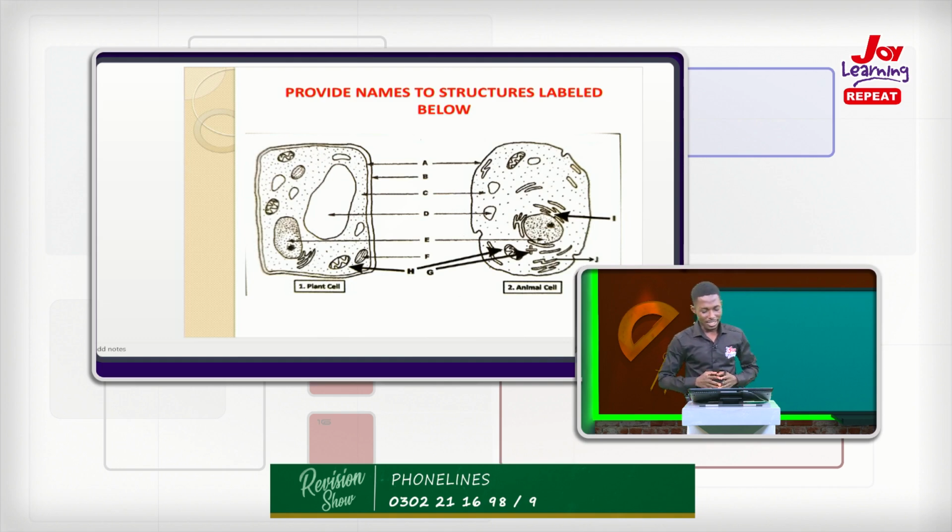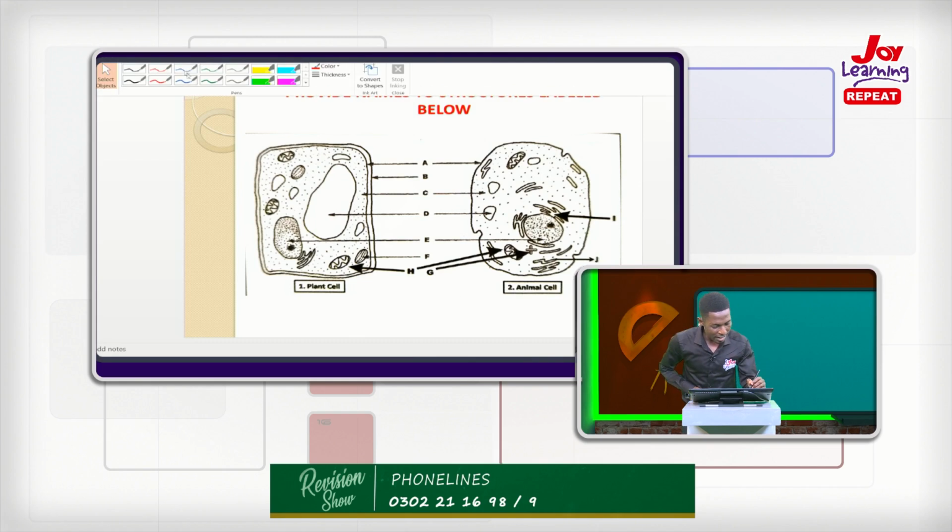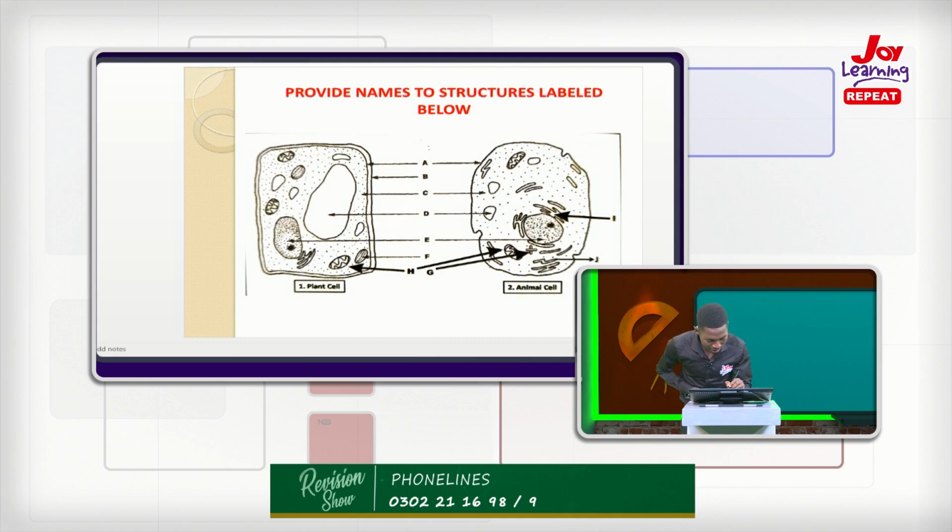A, B, C, D. A is cell membrane. A is what? Cell membrane. The cell membrane. That's correct. And the B is the cell wall. Cell wall. Correct. And the C is the vacuole. Vacuole. That's supposed to be D.